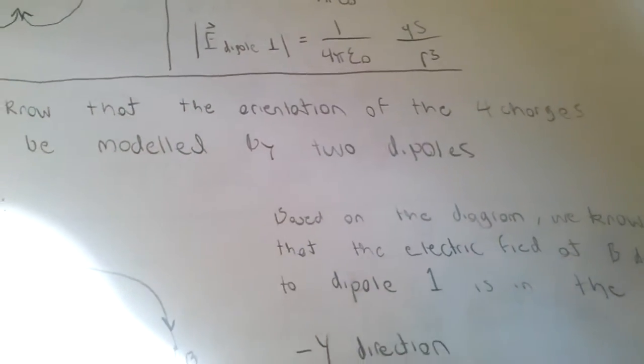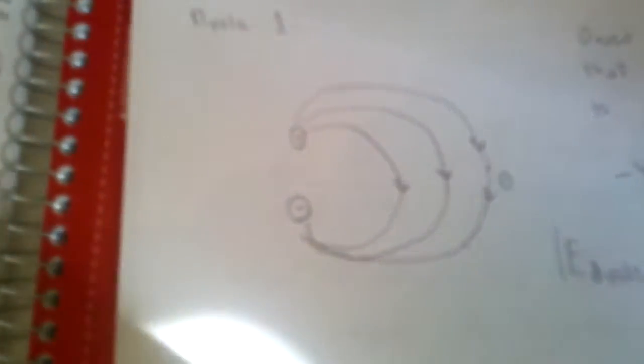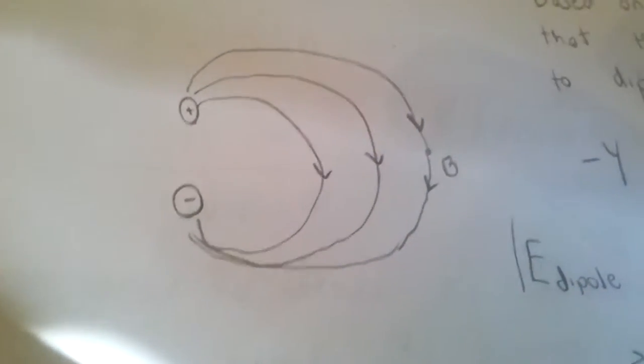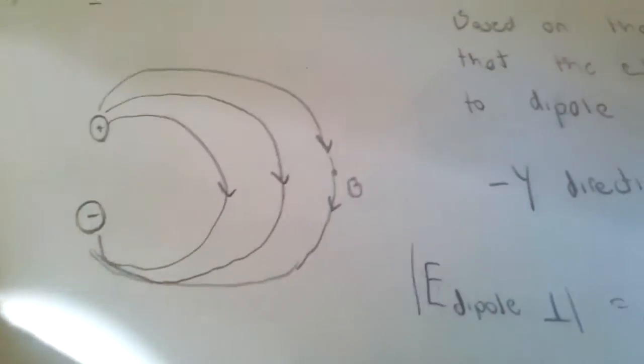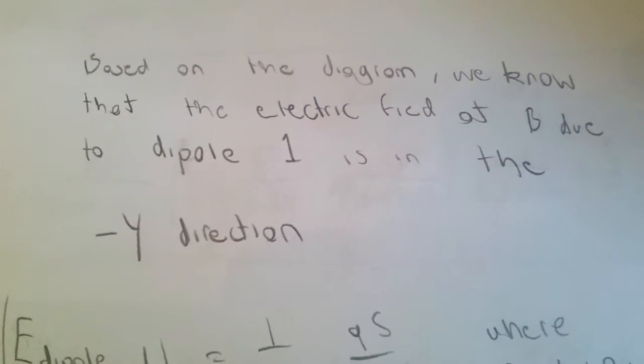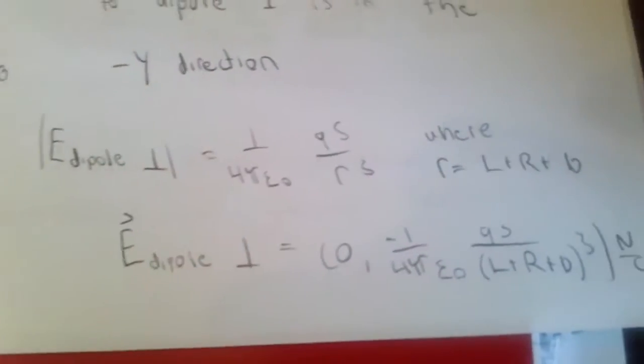So we know that the orientation of the four charges can be modeled by two dipoles, which I stated earlier. So we take into account dipole 1, which is the vertical dipole. So I've drawn a simple representation of the electric field due to this dipole at point B. We can see that the electric field at point B is pointing downwards, so based on the diagram, we know that the electric field due to dipole 1 at point B is in the negative y direction. So we know direction. Next is to find magnitude.